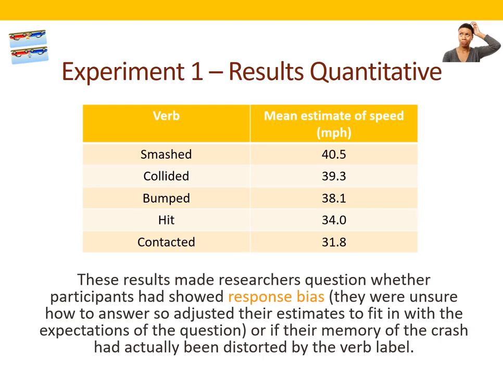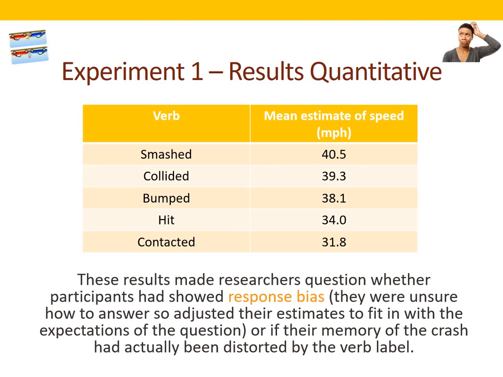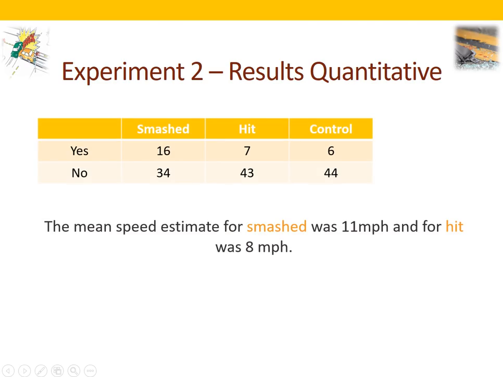So we don't know whether it's just that response bias, so I just don't really know how to answer, so I'm just going to guess in line with the information you've given me, or if we've actually distorted somebody's memory and they remember that car is going faster. Okay, so that's the point of the second experiment now, is to see whether using a highly rated word for speed, smashed, compared to a lower one, so hit, will actually distort somebody's memory of what happened.